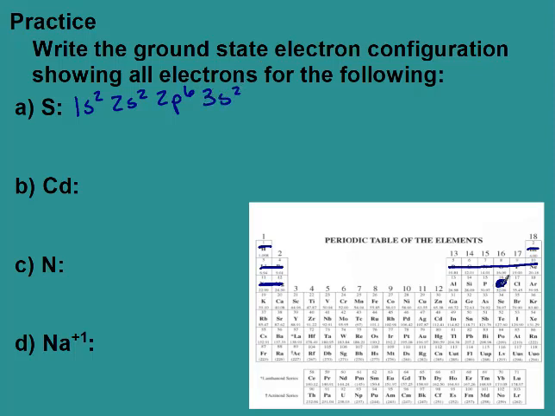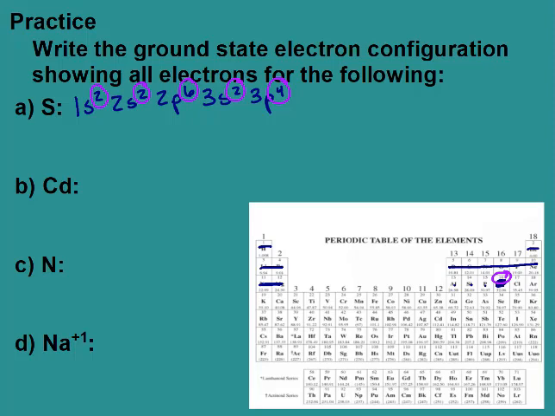And then finally, I go to the 3p, but I don't go all the way through the 3p. I have 1, 2, 3, 4. So that's the electron configuration for sulfur, showing all electrons. You can double check an electron configuration or figure out what element it is by counting up all of these superscripts. 2 plus 2 is 4, plus 6 is 10, 12, 16. 16 corresponds to sulfur.